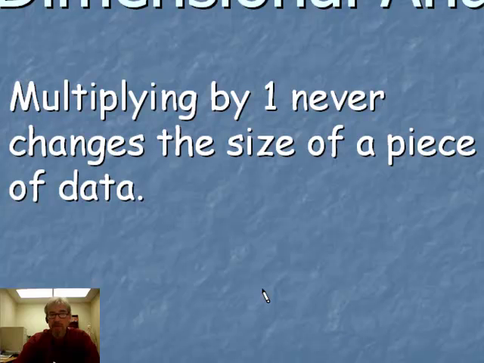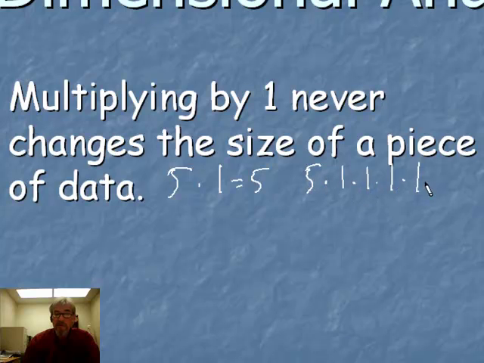The other simple mathematical fact that dimensional analysis relies on is that multiplying by 1 never changes the number. It never changes the size of a piece of data. For example, if I had 5 and I multiplied by 1, I would still have 5. If I multiplied 5 by 1 as many times as I cared to write it down, I would still have 5.